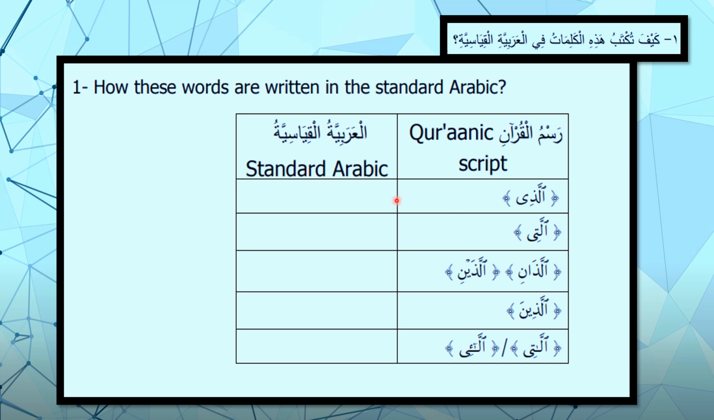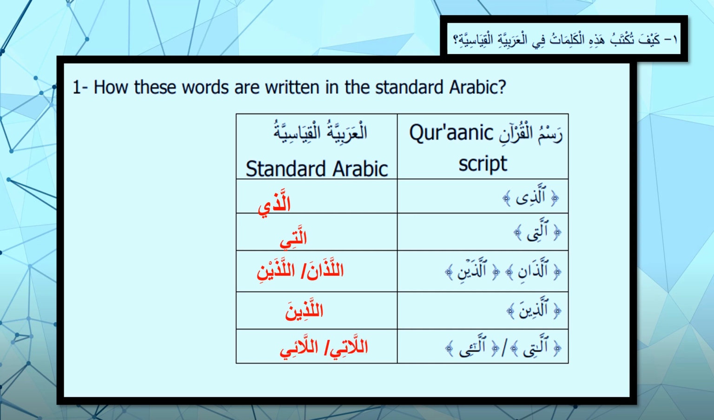So here you can see we have alladhi. How do we write it in standard Arabic? With ya and dots. And what about allati? Similar, the ya with the dots, because in Quranic script you don't see the dots. Alladhani, alladhayni: how are we going to write it? Alladhani with the alif, alladhayni with the sukoon over the ya. And what about alladhina? Alladhina with the ya and no sukoon, because this is a long vowel ya.